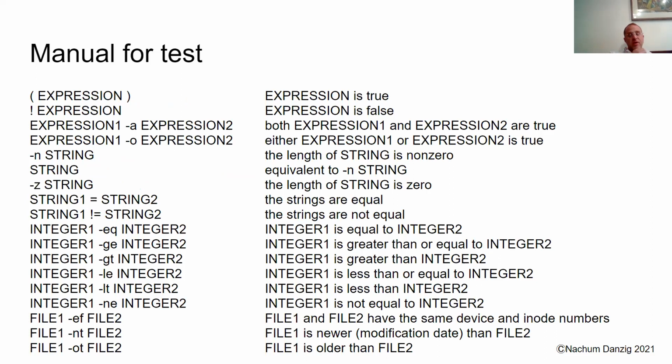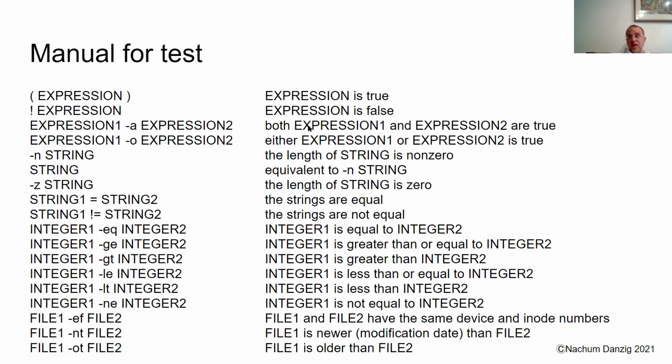And here is a copy of some of the parts of the manual page for the command test. You see the or and the minus A, and you see equals for strings, but minus EQ for integers. Kind of funny, because when you talk about integers, you have to use the string version of the equals, and when you're using the strings, you have to use the mathematics kind of equals. Kind of weird, but that's the way they did it. So equals, greater than or equal to, less than, GT is greater than, LT is less than, and LE is less than or equal to.